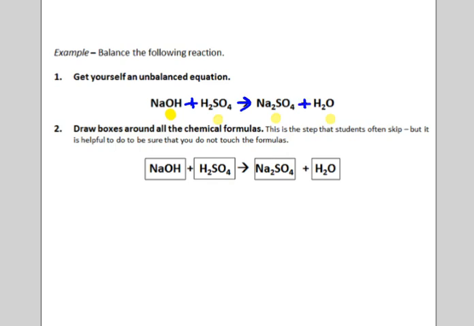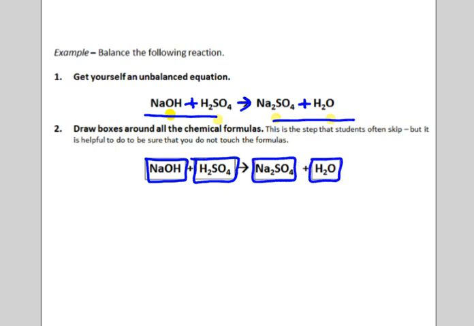Remember that the reactant side is everything on the left, the product side is everything on the right. In this case, there are 2 reactants and 2 products. We have several different elements, but I am going to put my boxes around the entire species because that helps to remind me that I can't change any of the numbers or the letters inside the boxes.